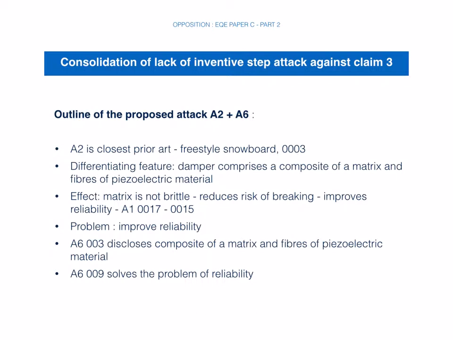A2 is closest prior art because it has a freestyle snowboard, paragraph 3. The differentiating feature of the claim 3 over A2 is that the damper comprises a composite of a matrix and fibers of piezoelectric material. The effect of the differentiating feature is that the matrix is not brittle, it reduces the risk of breaking and improves reliability. This comes from the opposed patent A1, paragraph 17 and paragraph 15. The problem solved is improved reliability.